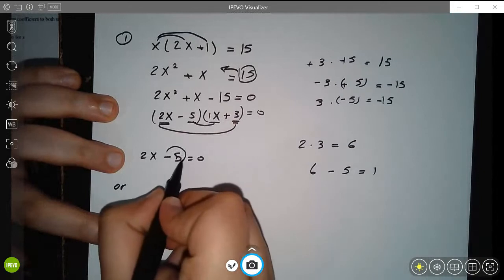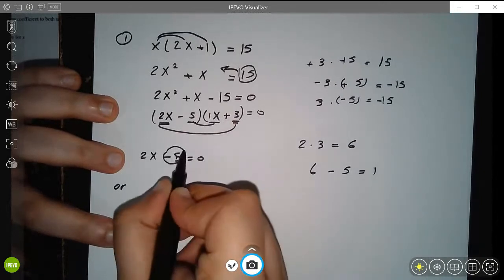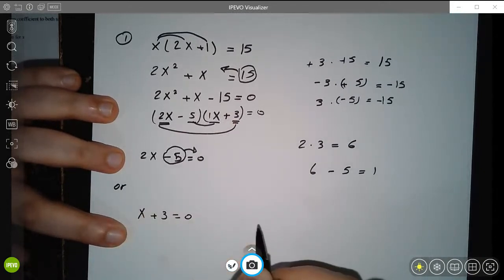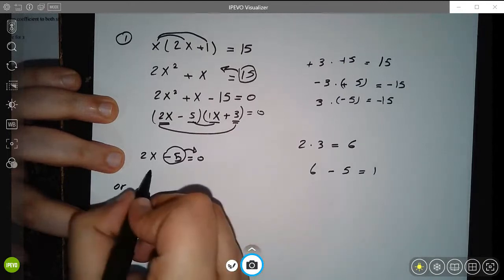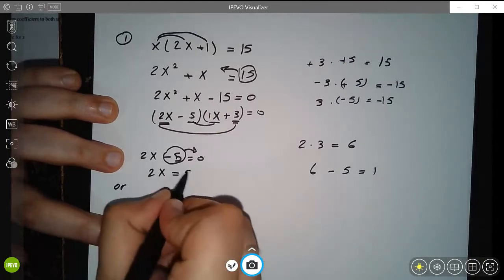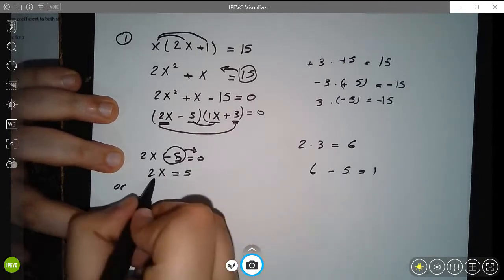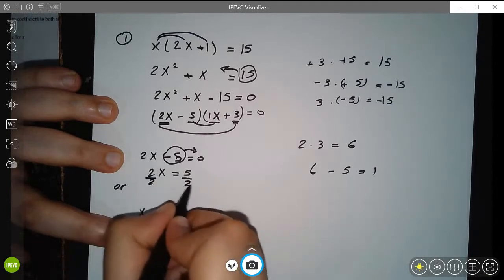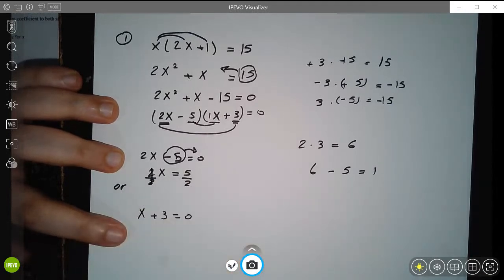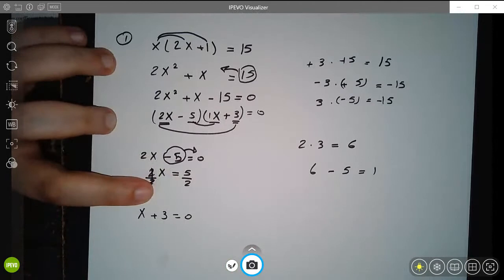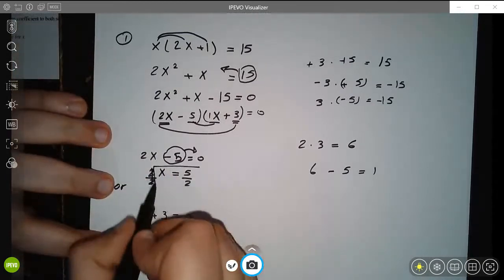I'm going to grab the 5 with the negative and move it to the right side. It's going to turn positive. So you end up with 2x equals 5. Divide by the 2 to isolate the x. And x is 5 over 2. Okay, that's the first value.